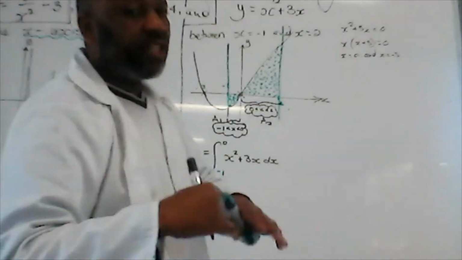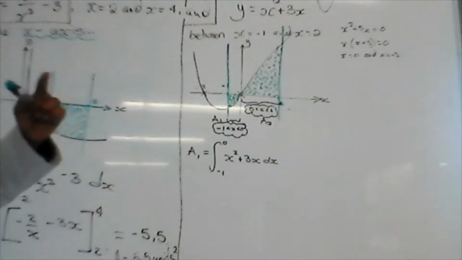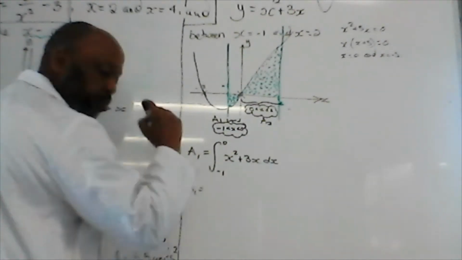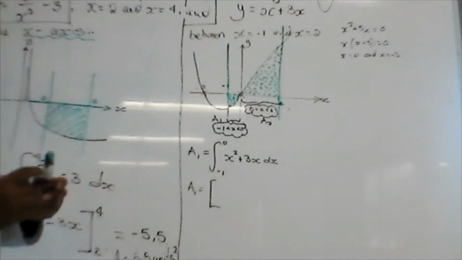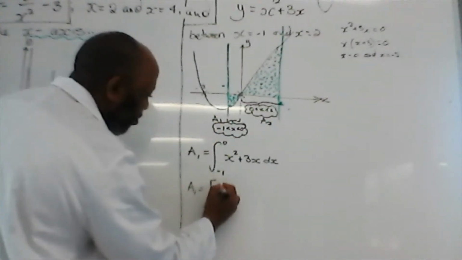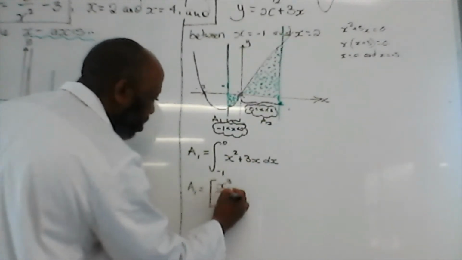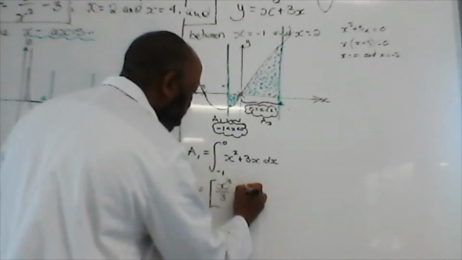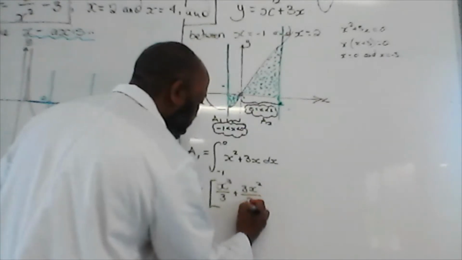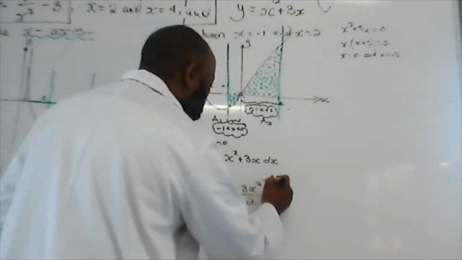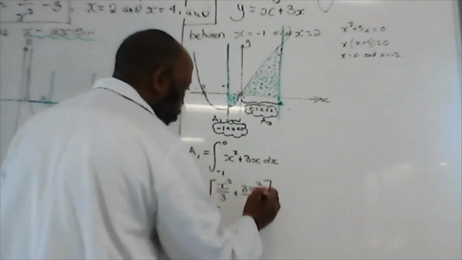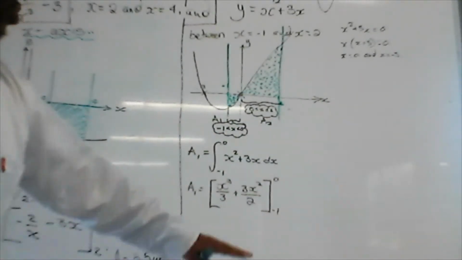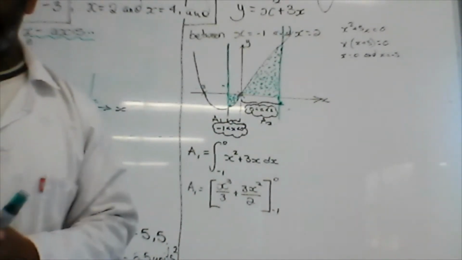Remember, when we are integrating, just to remind you again, we add 1 to the power, and we divide by the new power. So area 1 comes up to be, we don't write the integral sign anymore because we are integrating now, a big square bracket. Inside your square bracket, add 1 to the power, that becomes x cubed, divided by 3. Plus, add 1 to the power, that becomes 3x squared, divided by 2. And close that. It's a definite integral. Put your boundaries, your upper boundary at the top, your lower boundary or lower limit at the bottom. So we've integrated, and that is going to give us our area 1.